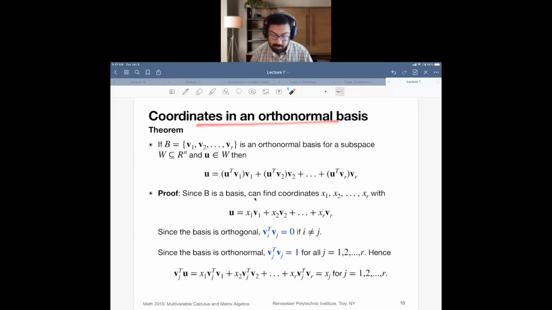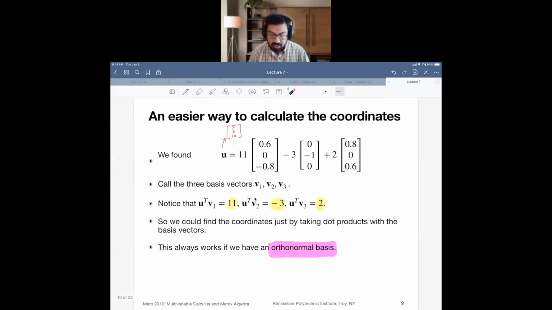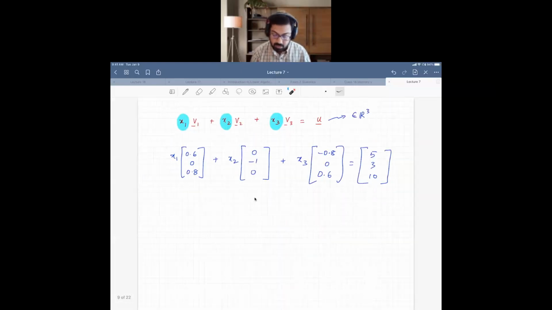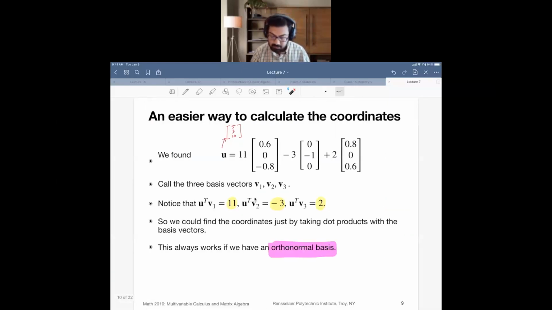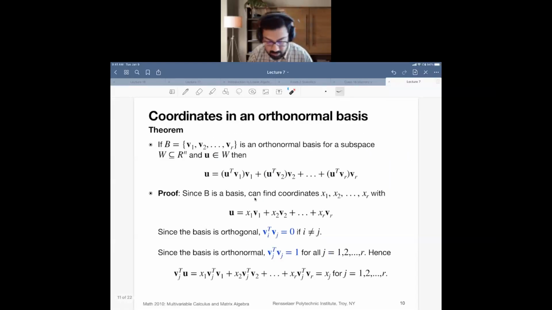Coordinates in an orthonormal basis. Why does it work, right? That's essentially what we are trying to find out. Why does this work? We have done it as an example, but how does it work? How are we able to get away from all these row reduction steps? So let's try to prove that. First state the theorem and then we'll prove it.